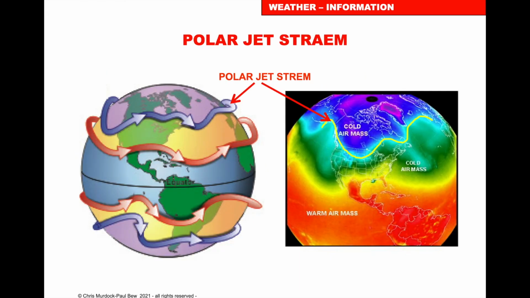In between the two cells, there's a jet stream, which is high up, and it drives the low pressures associated between the cells. So that's the jet stream, and they travel easterly.